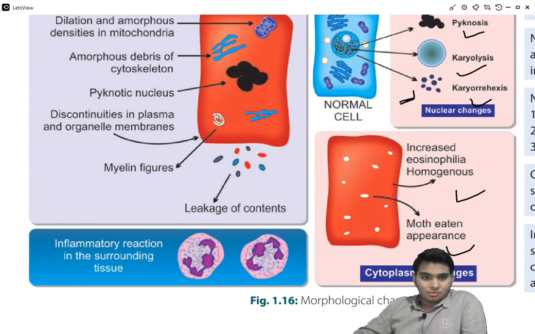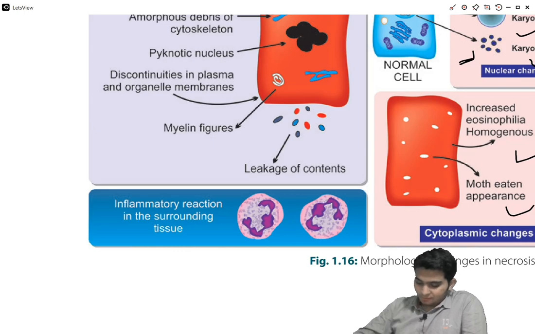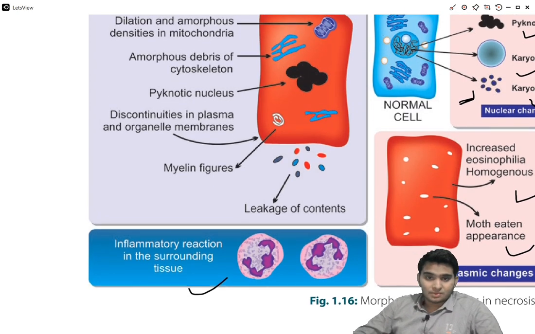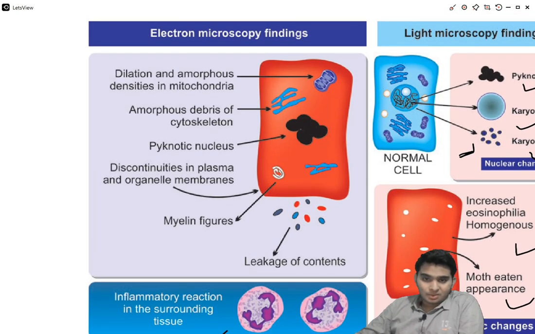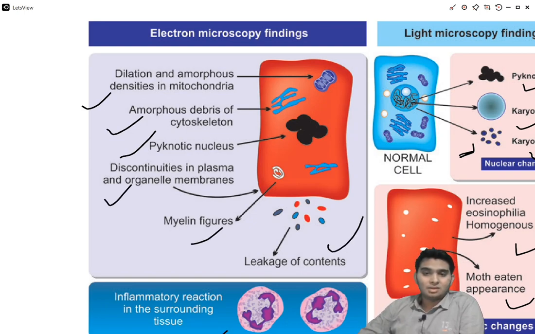Okay, now inflammatory reaction is also seen in the surrounding tissue in necrosis. Now, electron microscopic findings: dilatation and amorphous densities in mitochondria, amorphous debris of cytoskeleton, pyknotic nuclei as we have discussed, discontinuities in plasma and organelle membranes, myelin figures, and leakage of contents. So, these are all the features of necrosis.